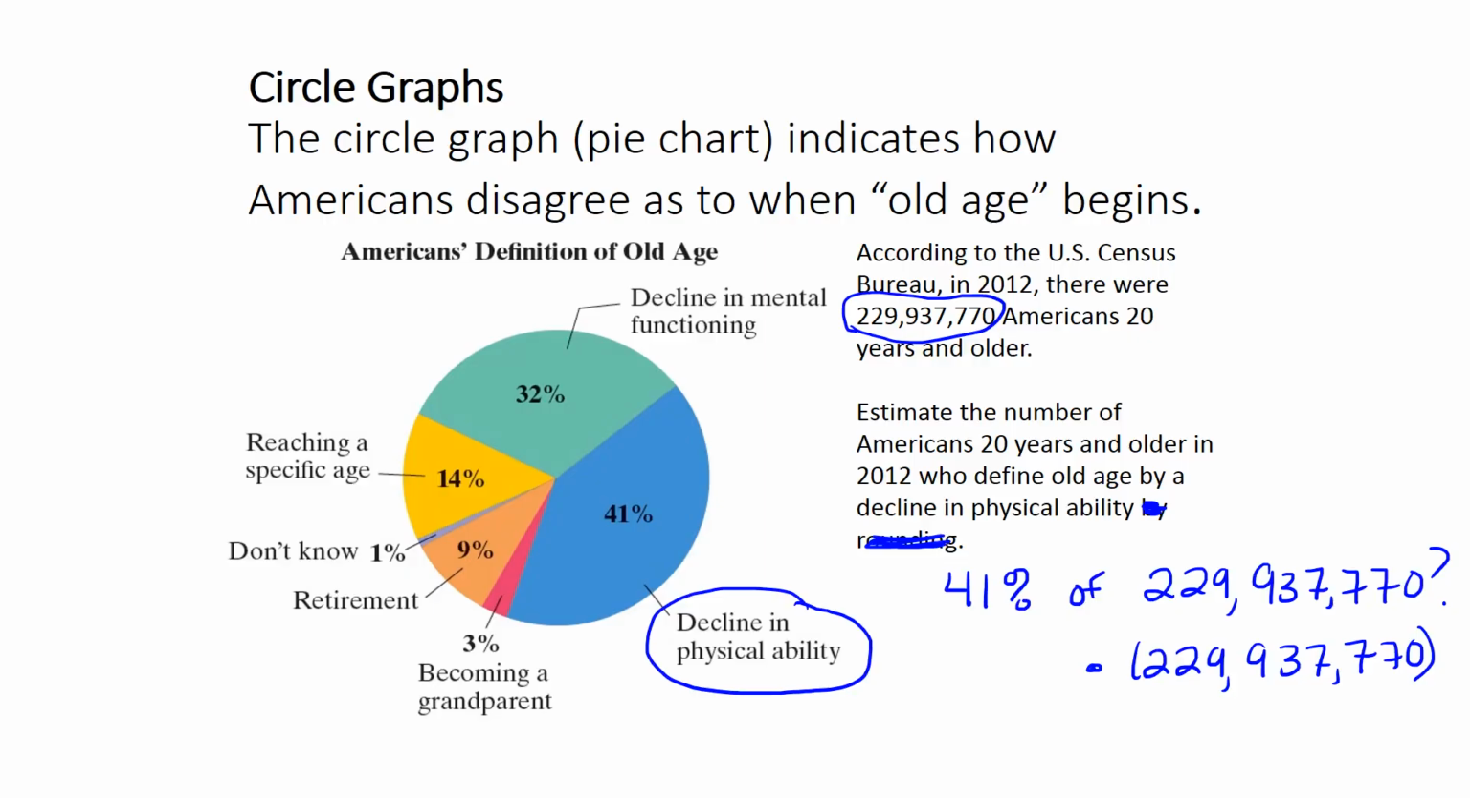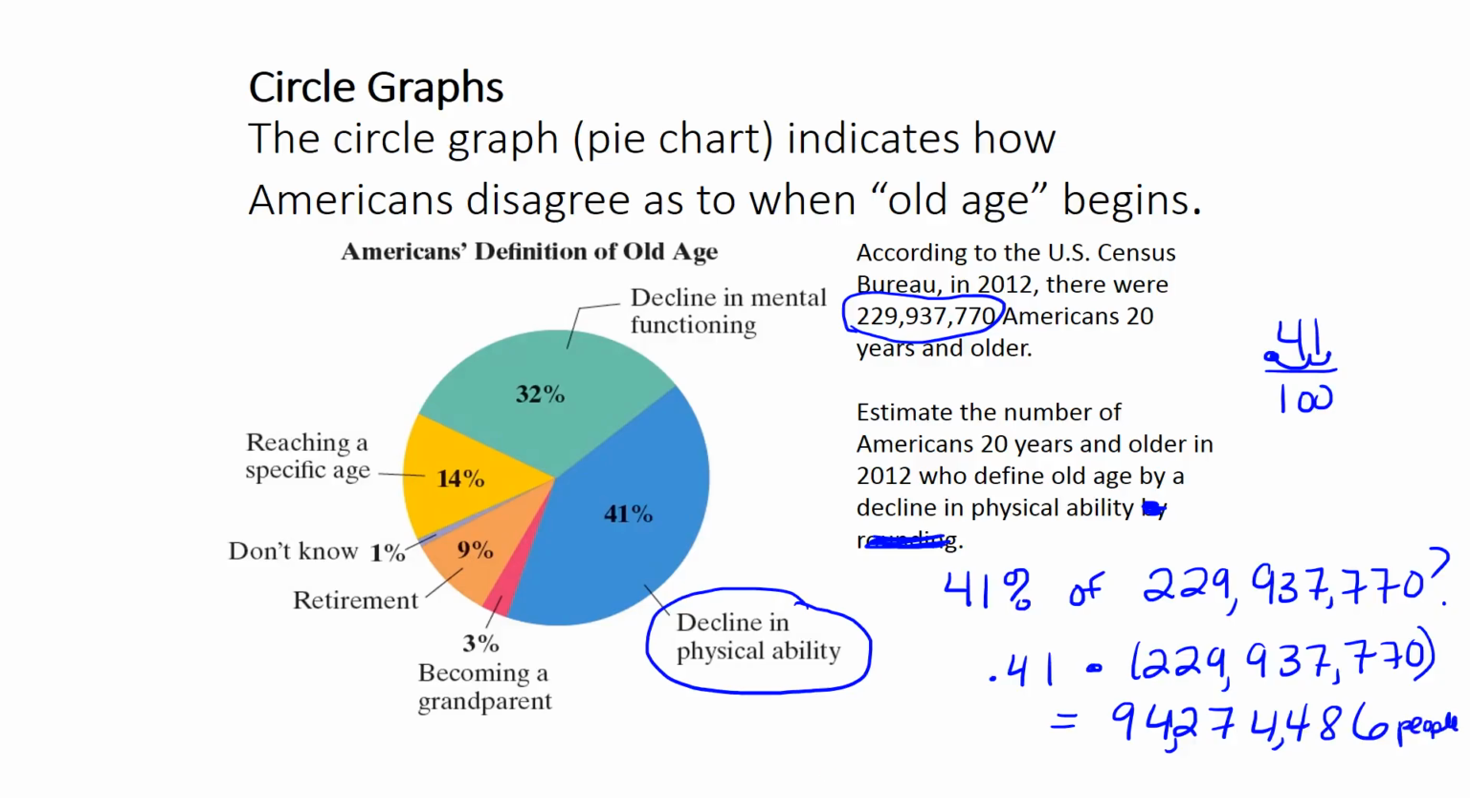41% of course means 41 divided by 100, which means move it over 2 places, so it's 0.41. So if we multiply 0.41 times 229,937,770, that should give you 94,274,45.7, so we can just round that. There we go. So it looks like 94 million something people is the exact value.